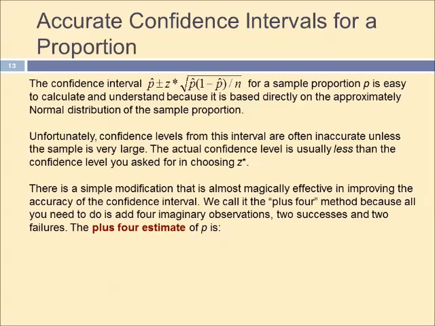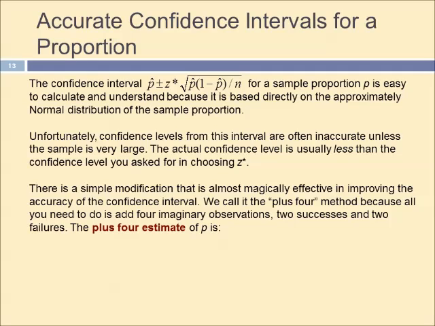The confidence interval given by this formula for a sample proportion is easy to calculate and understand because it's based directly on the approximately normal distribution of the sample proportion. Unfortunately, confidence levels from this interval are often inaccurate unless the sample is very large. The actual confidence level is usually less than the confidence level you asked for in choosing a z-star. So there's a simple modification that actually changes the accuracy of the confidence interval.